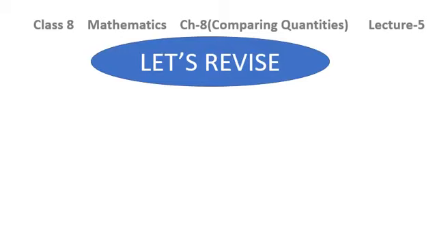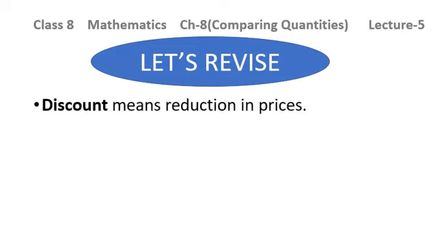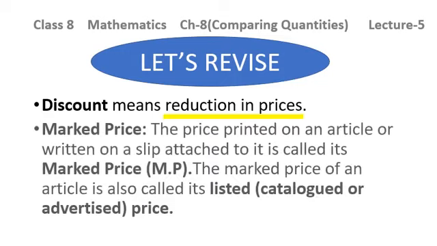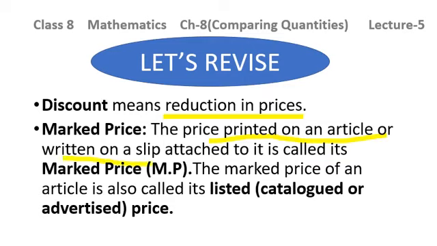Let us revise what we have learned in the previous lectures. We have learned about discount, and discount means reduction in prices. Then we have learnt about marked price, the price printed on an article or written on a slip attached to it is called marked price.